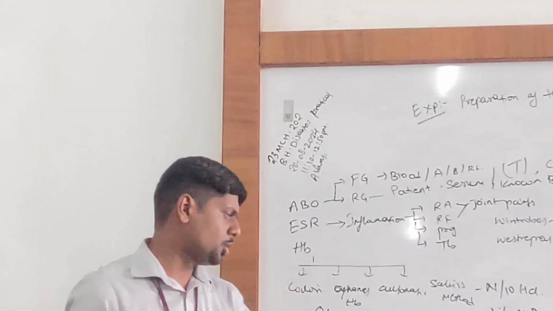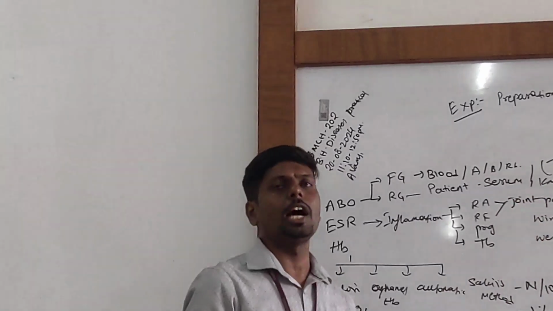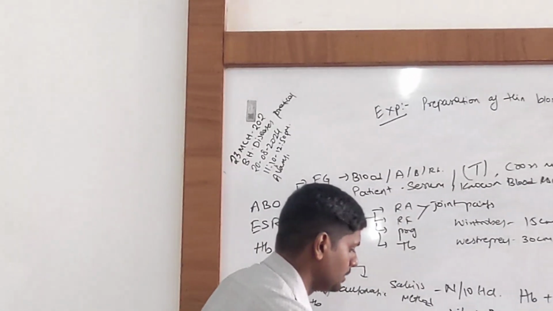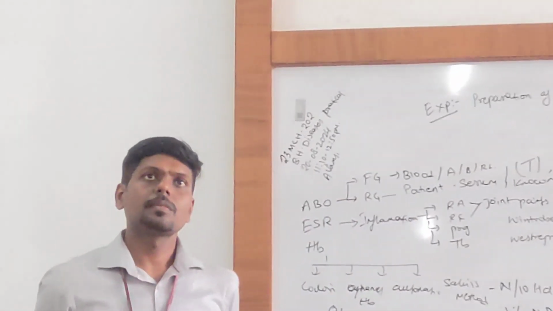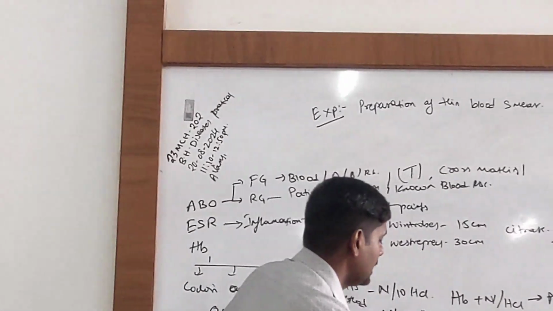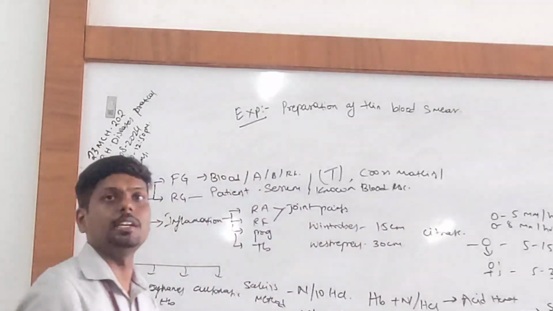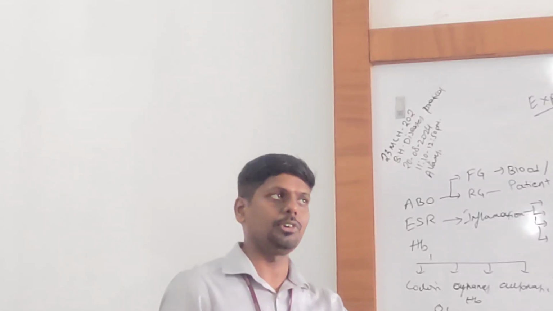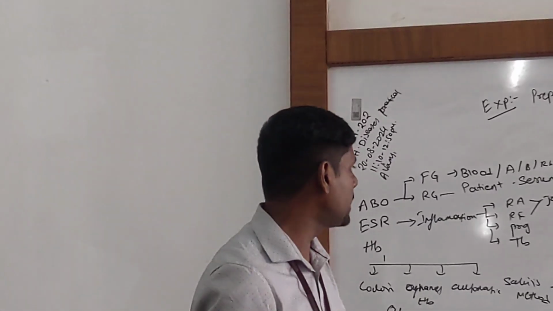Can you give any two conditions of hypochromic anemia? Any two factors leading to hypochromic anemia? Iron deficiency. Very good. Any other? Malaria. Very good. And pregnancy. In pregnancy there is a tendency of anemia, and we will compensate it with folic acid supplementation and vitamin B12 supplementation.